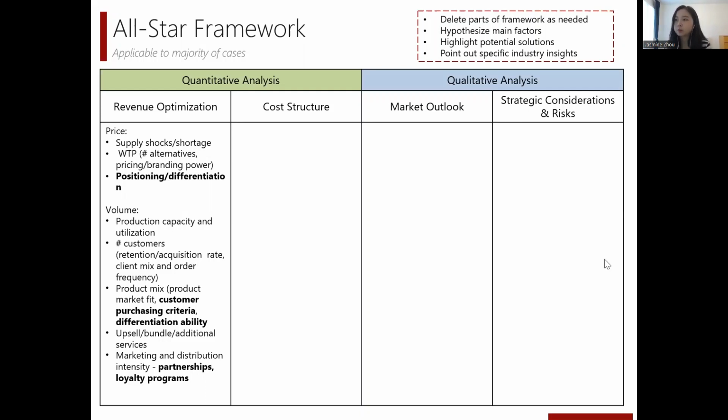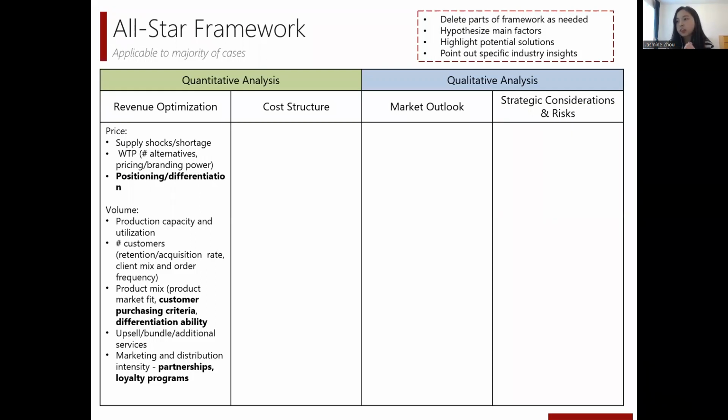So another thing under price is the consumer's willingness to pay. So this is dependent on the number of alternatives available, the firm's pricing and branding power, and then also the firm's positioning. Are they high end or low end? And how are they able to differentiate themselves relative to other competitors?